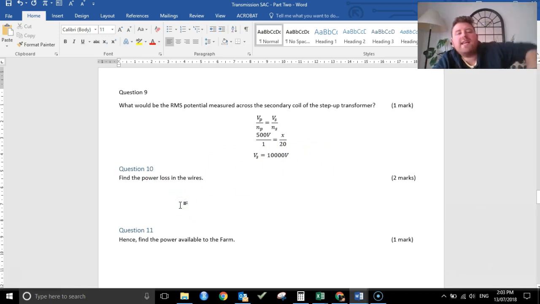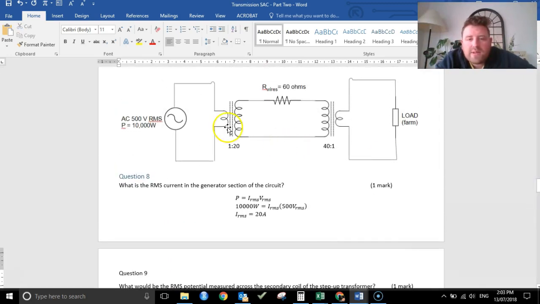Okay, question 10 asks us to find the power loss in the wires. Now, in all of these transmission problems, we're always going to assume there's no loss in here, there's no loss in here, and that all the loss happens in the wires themselves. Now, we've been told that our wires in total have resistance of 60 ohms. Sometimes they'll say it's an ohm per meter and it's 300 meters one way and 300 meters back the other way, and you've got to do a bit of working out there.